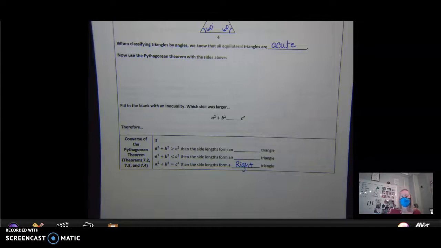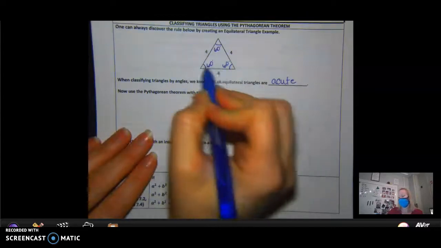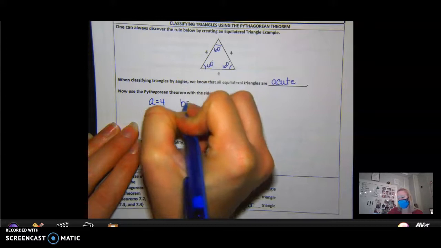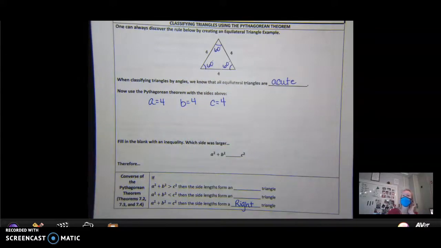If we're thinking about A, B, and C, which one always has to be the longest? C. Okay. So if I said, I have a triangle, it's a 4 by 4 by 4 triangle, and I didn't give you a picture or anything else, you could take those side lengths and make A equal to 4, B equal to 4, and C equal to 4, and then decide by using the Pythagorean theorem if that triangle is going to be right, acute, or obtuse.